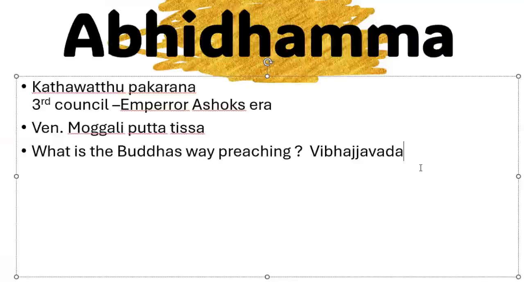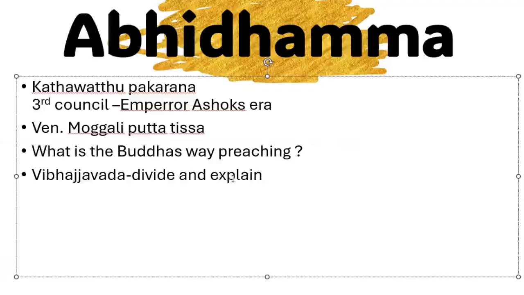It's called Vibhajyavad. The Pali word literally means divide and explain. So this is the way of preaching of Buddha. When it comes to any topic, it can be Nibbana, it can be Nirvana, it can be enlightenment, it can be Patisampada or whatever concept, Buddha's way of preaching is divide and explain.